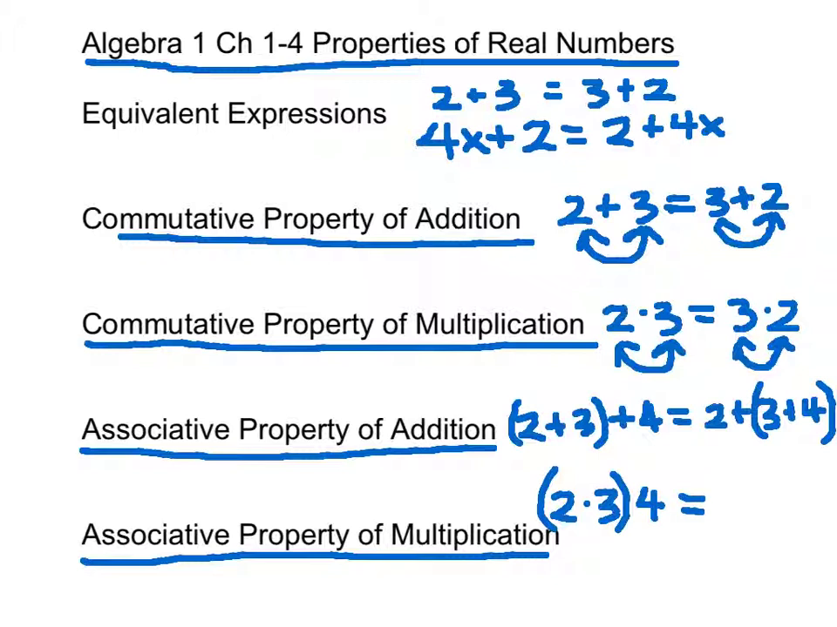But you could also have 2 times 3 times 4, but the 3 times the 4 is put together. So I'm asking you to find 2 times 3 times 4. 2 times 12 is 24. So both sides equal 24. You just came at them a different way.